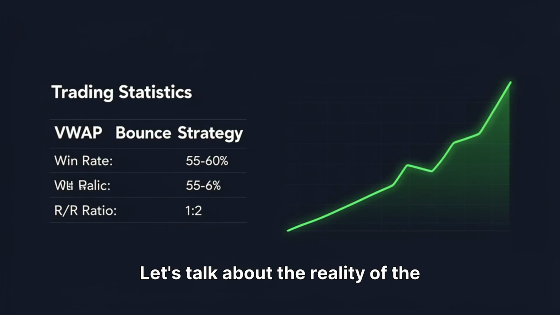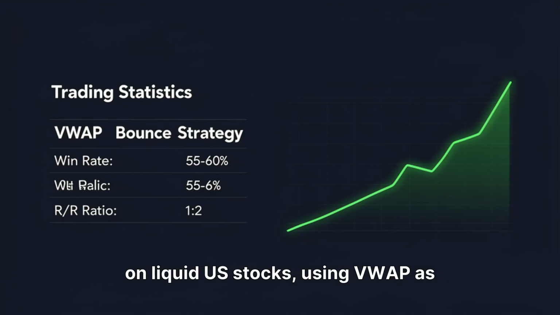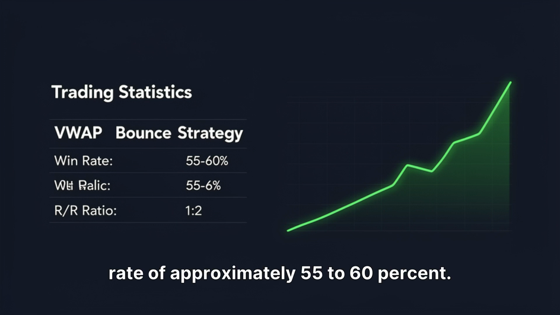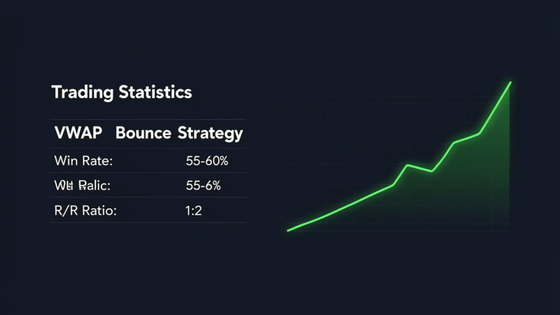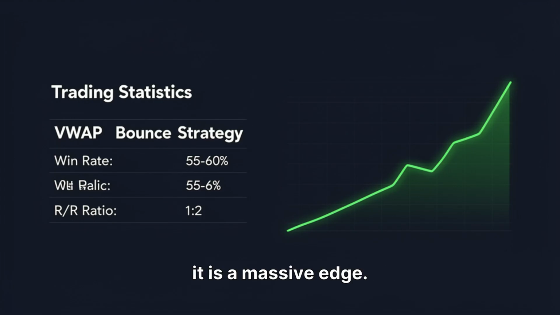Let's talk about the reality of the numbers. Based on historical data for intraday trades on liquid US stocks, using VWAP as your primary anchor typically yields a win rate of approximately 55 to 60%. Now, that might not sound like much, but in the world of professional trading, it is a massive edge. The secret isn't just the win rate, it is the risk management.